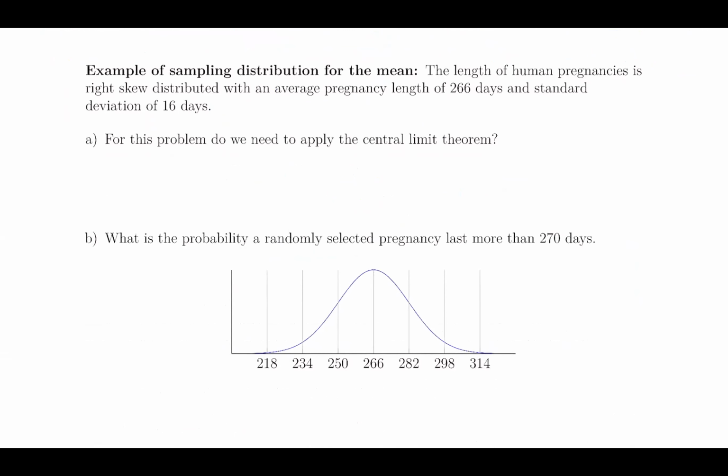All right, so for this one, it said the length of a human pregnancy is right skew distributed with an average pregnancy length of 266 days and a standard deviation of 16 days. For this problem, do we need to apply the central limit theorem? So it'll be yes, since the distribution is right skew.